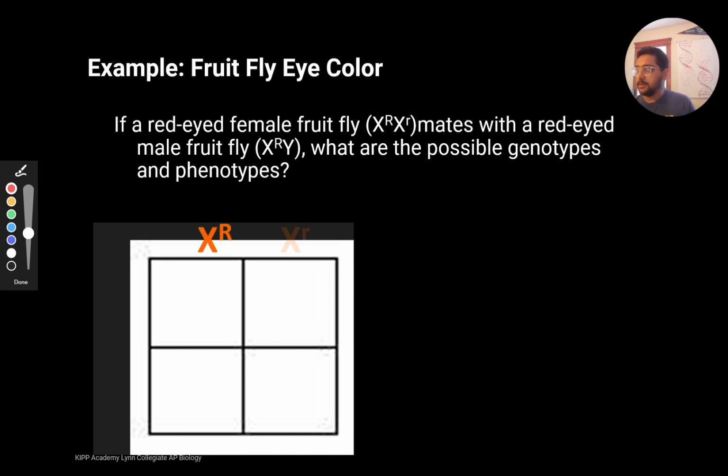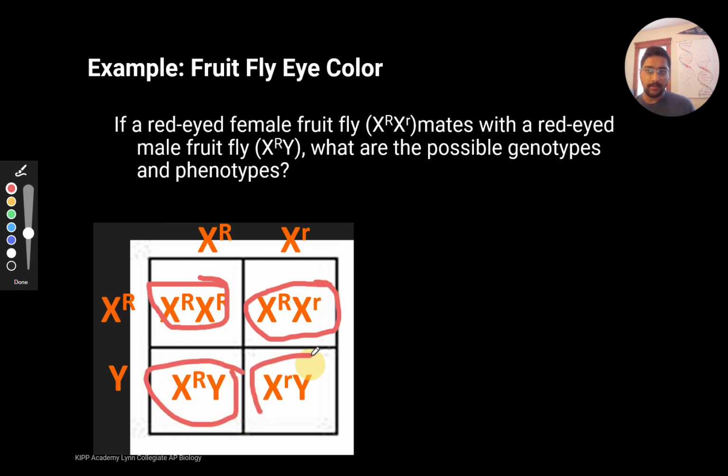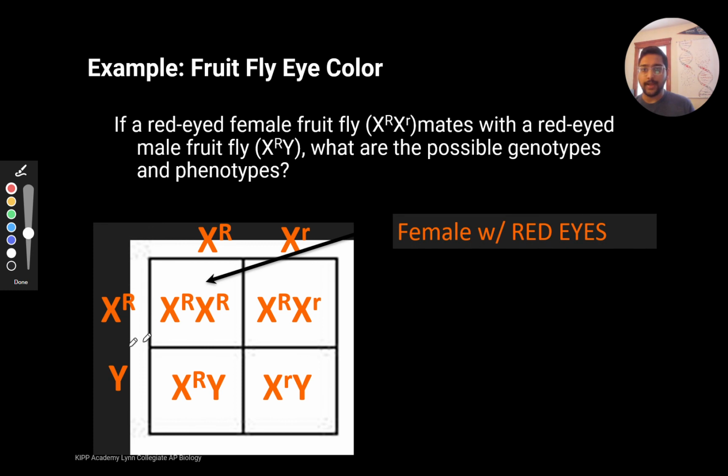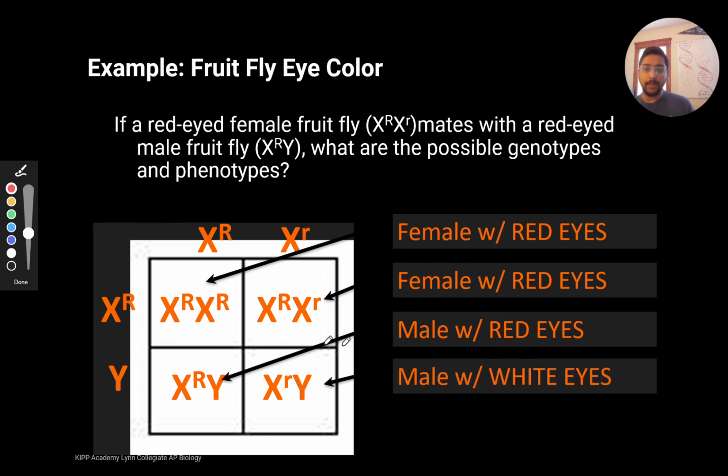And in the end, you end up getting a Punnett square that should look like this. And so these are the possible phenotypes that you can get. You can see this one, you get red. This one, you get red. This one, you get red. And this one, you get white. And so the females with red eyes are 100%. You also have to consider sex here. So if you have X capital R, you're going to be females with red eyes. And then you get males with red eyes. And you get males with white eyes as this last one.